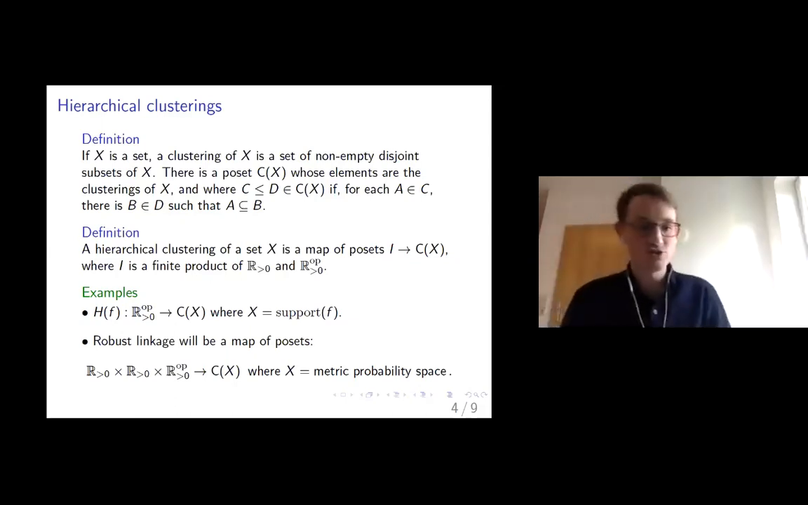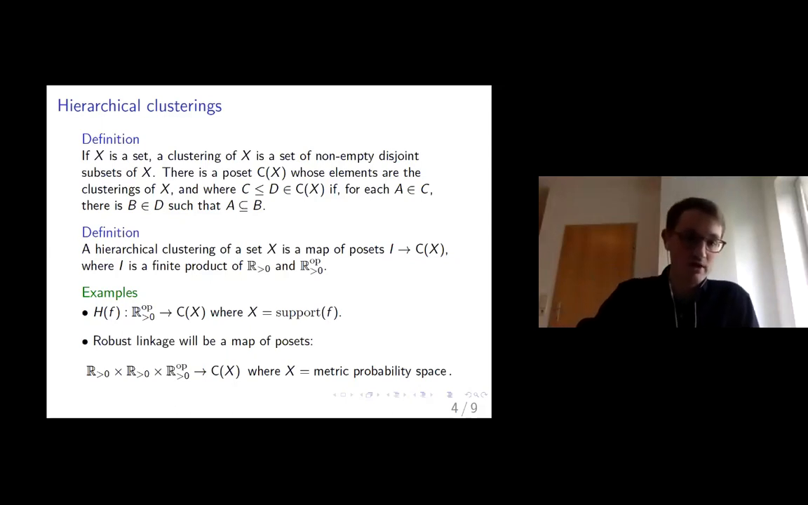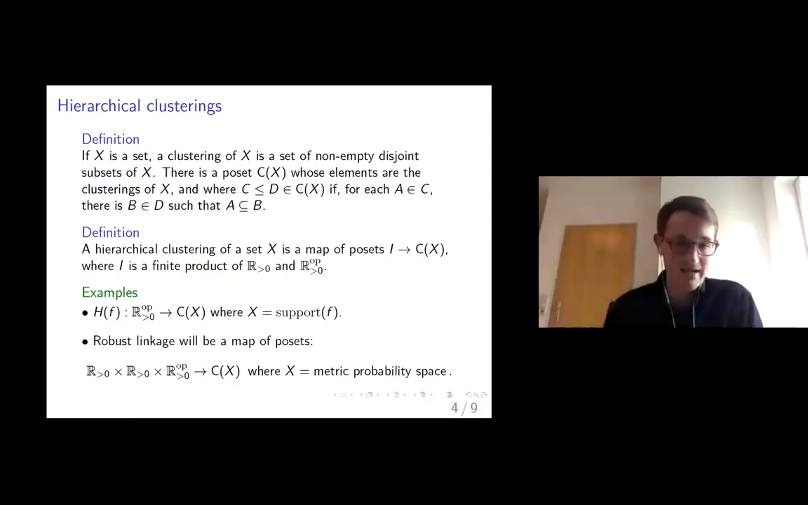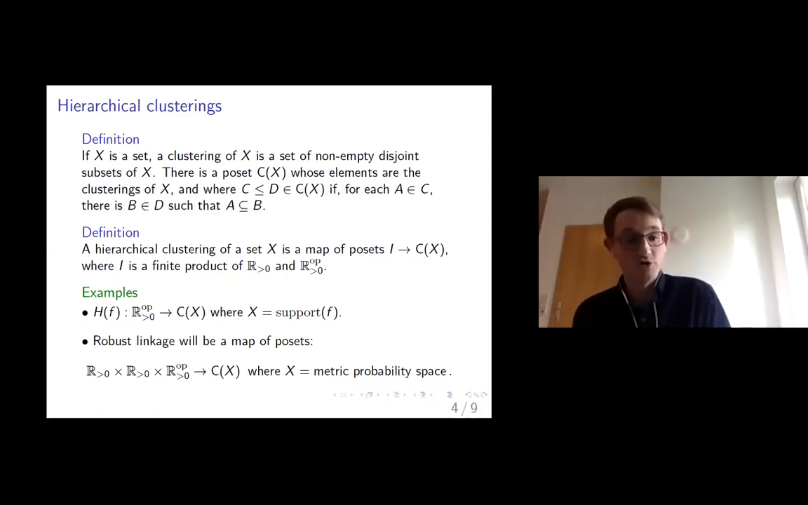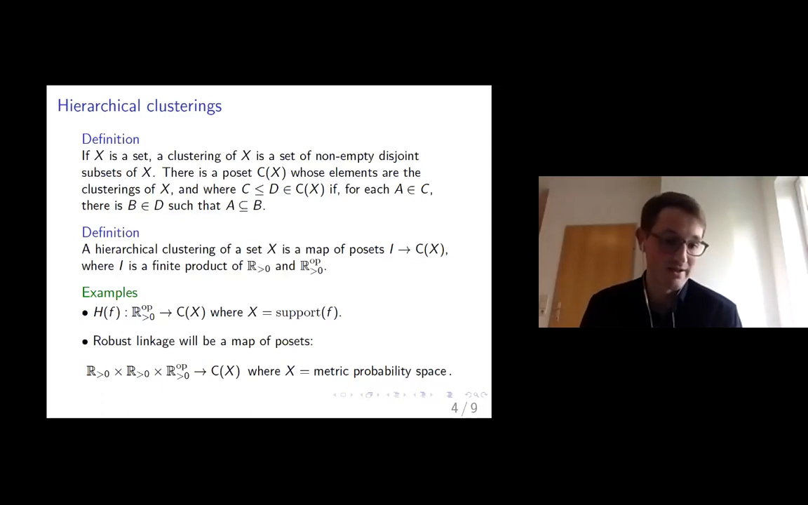This definition of hierarchical clustering, on the one hand, is quite general in that I require a hierarchical clustering to be just any map of posets of this form. I don't ask for any tameness conditions or any other structure. But actually the kinds of domains that I allow for this map is the minimum level of generality that I need, because I want to be able to talk about multi-parameter hierarchical clusterings, and I also want to let them be covariant in some parameters and contravariant in others.